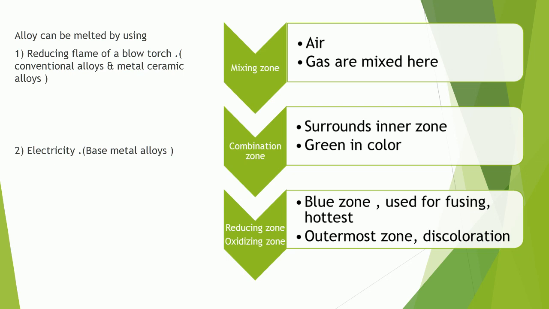Casting machines have an inbuilt furnace where you simply put in the alloy and they melt that alloy and convert it into a molten state, or you have to do the melting yourself by using a blowtorch. An important thing is that the reducing flame of the blowtorch is used. We never use the oxidizing zone, which is the outermost zone. The reducing zone is used, which is the blue zone. If you look at the flame carefully, there is a blue zone, and this is the hottest. It has the highest temperature. And the other procedure is by the use of an electric heat source.